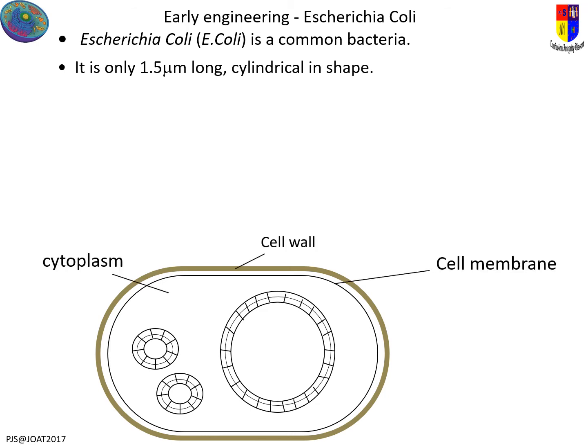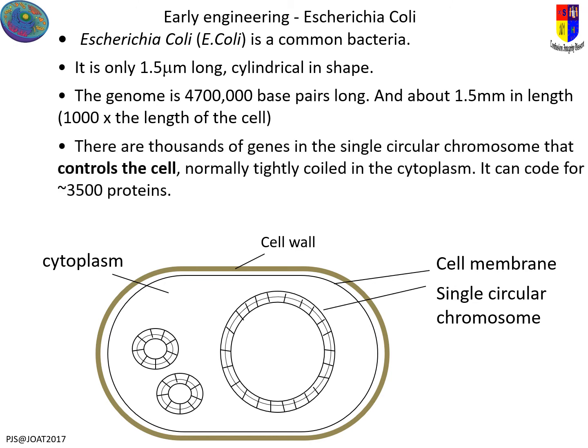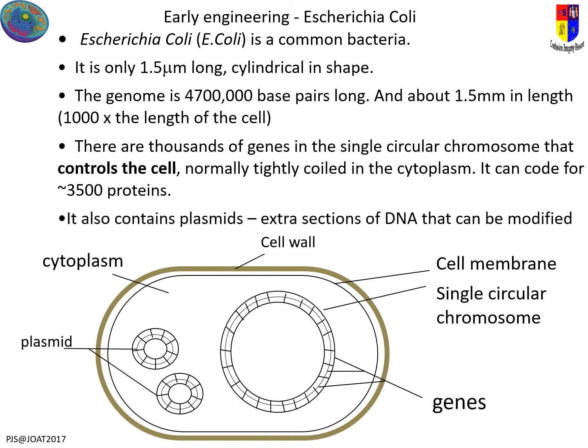Normal things about bacteria, it's got a cell wall, a cell membrane, a cytoplasm, and it has this single circular chromosome. But if you remember when we're doing cell structure, we have an extra few things which you have inside some bacteria, and these are plasmids. And plasmids are really important for this.